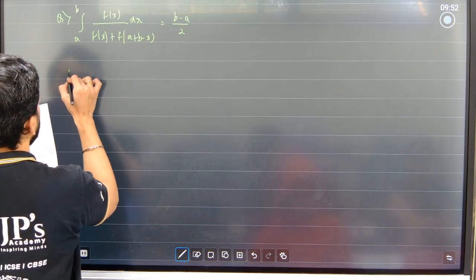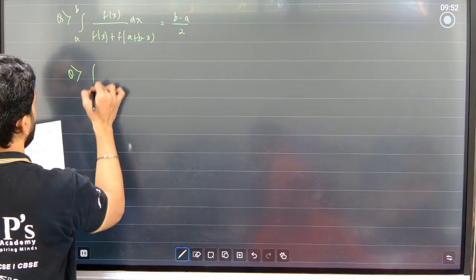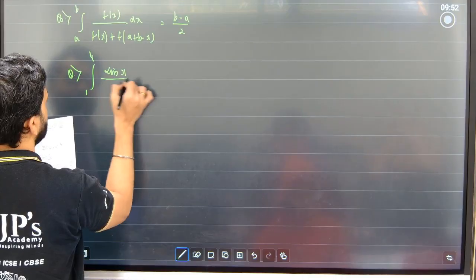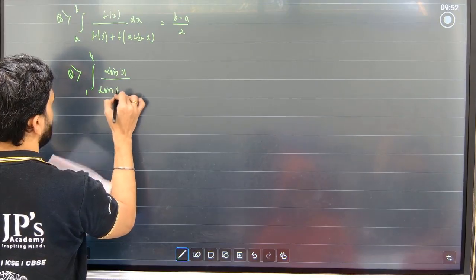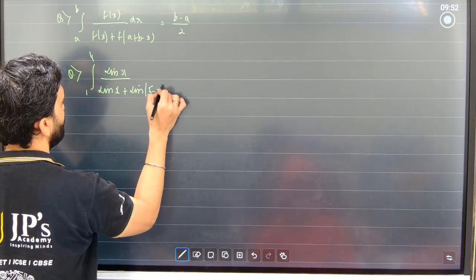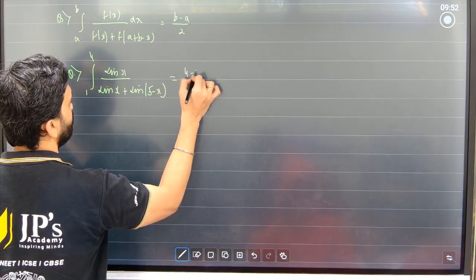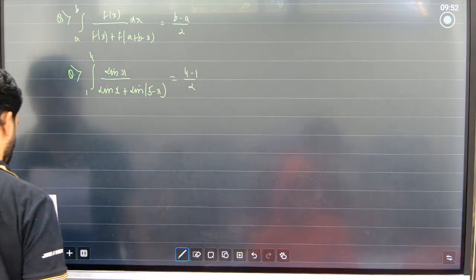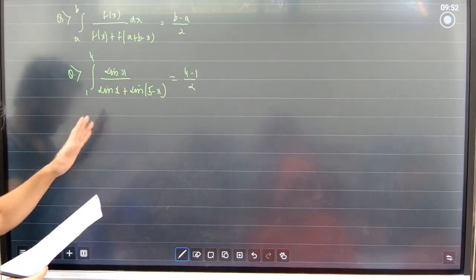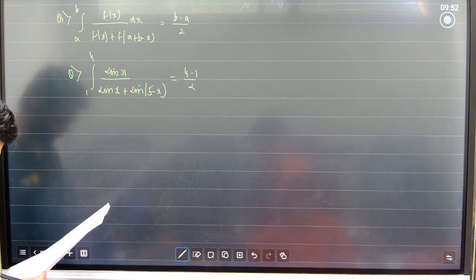Now if someone directly gives the formula, the question is integration 1 to 4 sin x upon sin x plus sin of 5 minus x, it will go 4 minus 1 upon 2 and my answer is 3 by 2. Okay, directly I have written, so you can solve it by any method. That's up to you.